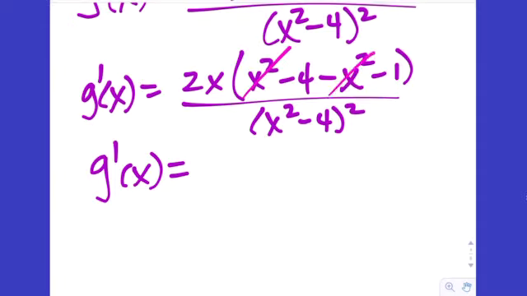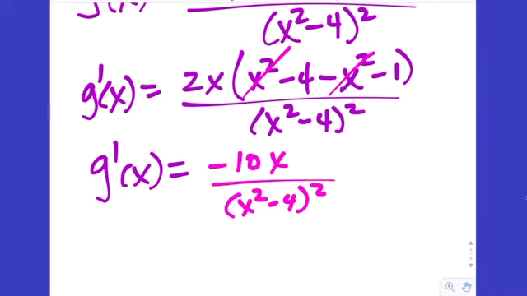And you're left with negative 5 times 2, that's negative 10x, all over x squared minus 4 squared. So that's a pretty handsome version of G prime. It's ready to go to find your PIVs. It's ready to go to test for number lines for local extrema and intervals of increasing and decreasing. But we're not focusing on that right now.